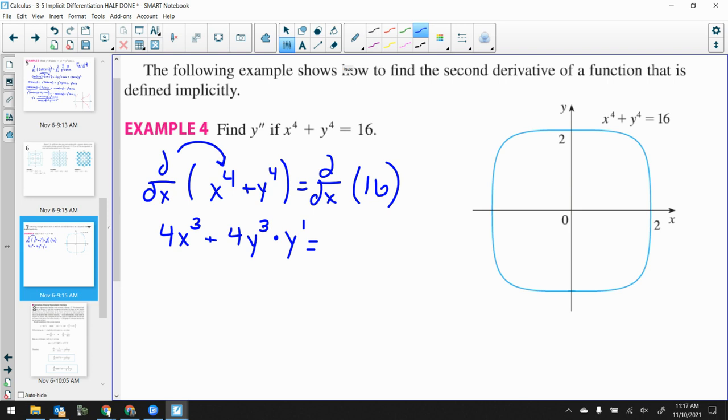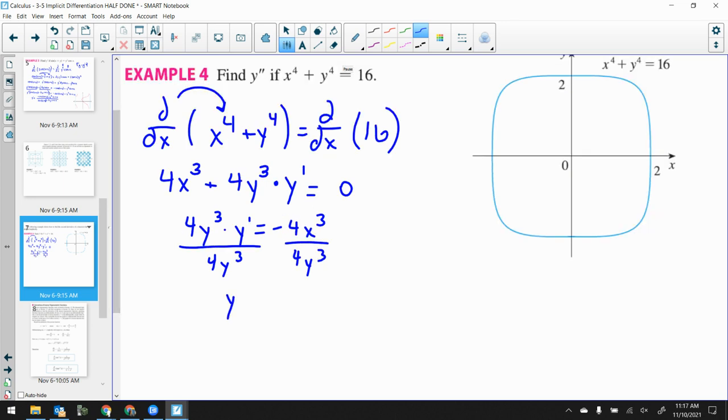Equal to what? What's d over dx of 16? 0. Just like we had with our circle equation yesterday, I end up getting an equal to 0. Okay, sweet. I've got one y prime, so let's solve for that y prime. Subtract the 4x to the third over to the other side. I divide by 4y to the third. So that means we get y prime is equal to, the 4's will cancel, negative x to the third over y to the third.